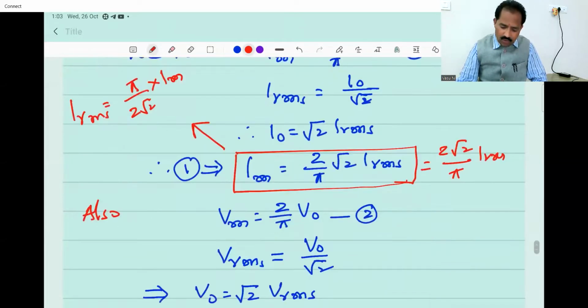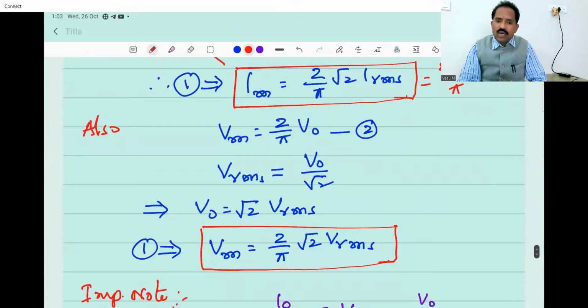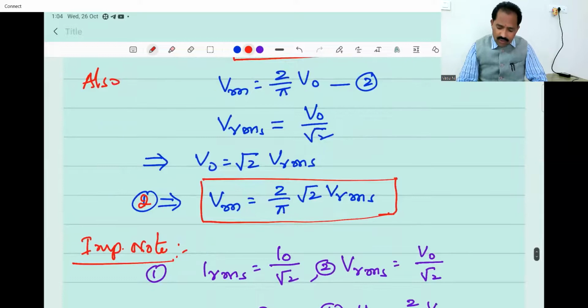At the same time, what is the mean value of voltage? Vm is equal to 2 by pi V naught, that we know well. VRMS is equal to V naught by root 2. I am already using the equations from above. Now this implies V naught is equal to how much? Root 2 into VRMS. V naught is equal to root 2 into VRMS. Substitute that in the above equation 2. See, equation 2 implies Vm is equal to 2 by pi, substituting for V naught, root 2 into VRMS. Okay? So this is very important.